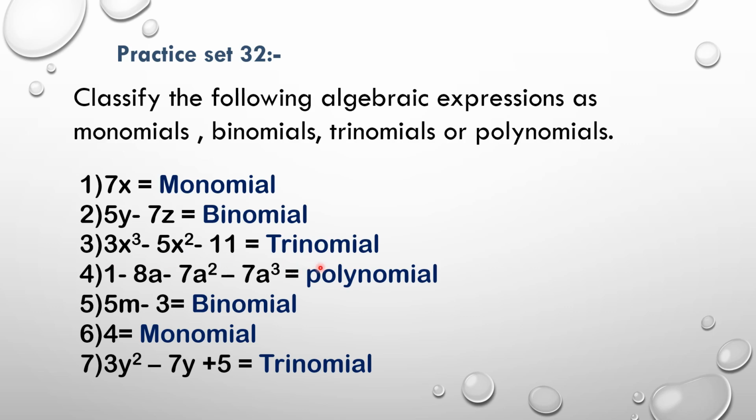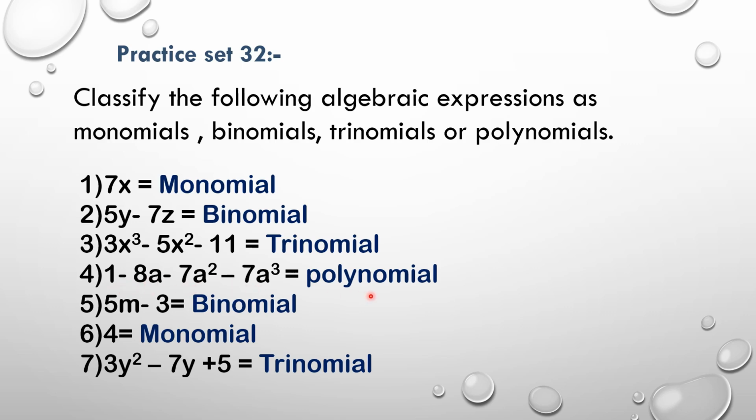Fourth one, 1 minus 8a minus 7a square minus 7a cube. So how many are there? Four terms are there. 1, 2, 3 and 4. Four terms are there. So they are called polynomial.